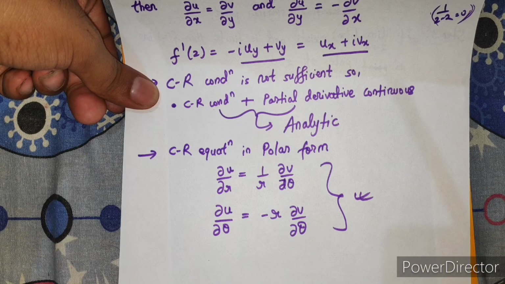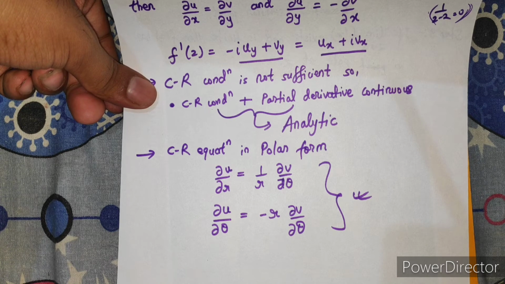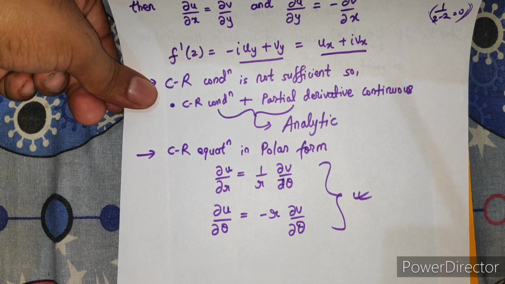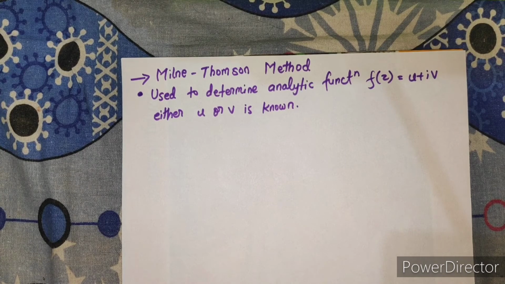Now after this, there is one method that is very important from a competitive point of view and also for your understanding. So let's see what that theorem and method is. What is this method called? It's called the Milne-Thomson method. Fine. This is a method used for a specific type of problem.